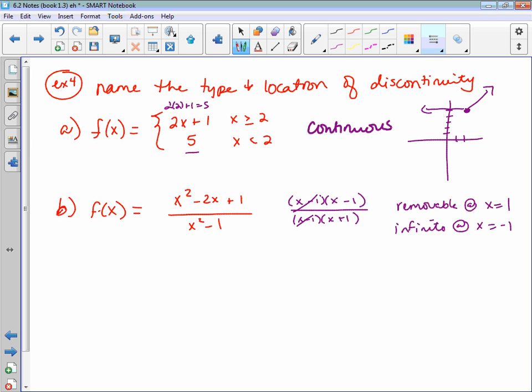We still have a denominator, right? What would make your denominator 0? Yep, that's the infinite, remember, is just like the asymptotes. So that's where that comes from. All right, guys, questions on that? Do you feel okay with discontinuity? Okay. We're going to do end behavior next.